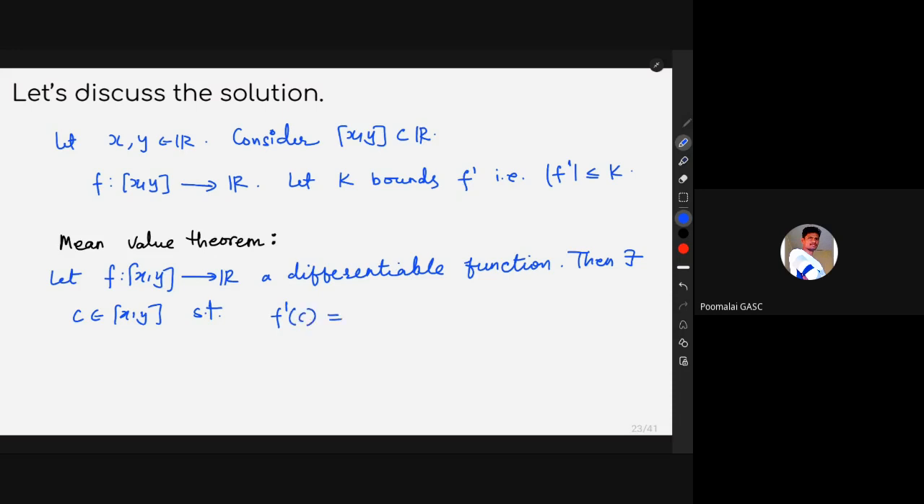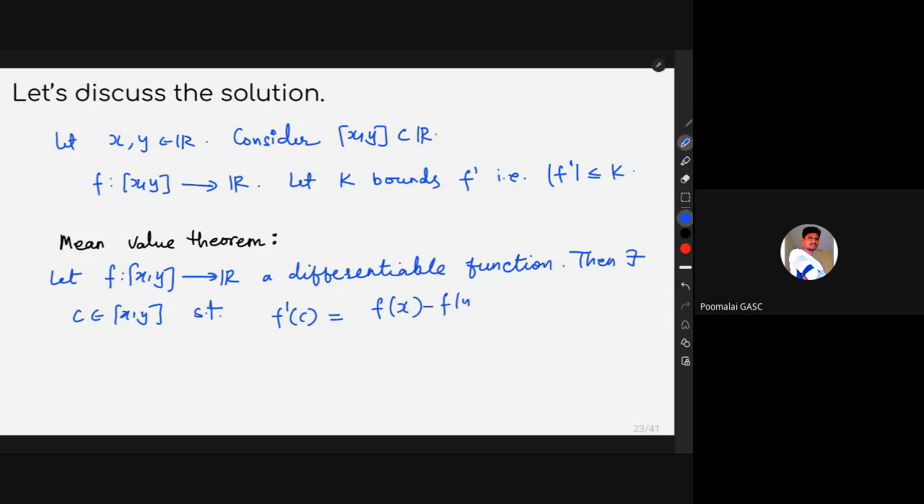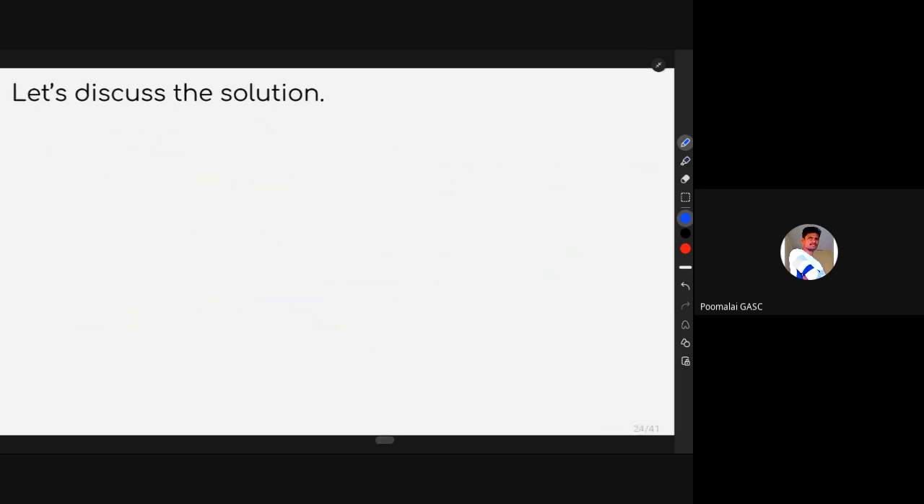f prime of c attains the average of this number, the average of the function in that domain. So it is basically this f prime is equal to this. Yeah, so that's the mean value theorem. So we are going to use this fact to prove the uniform continuity.